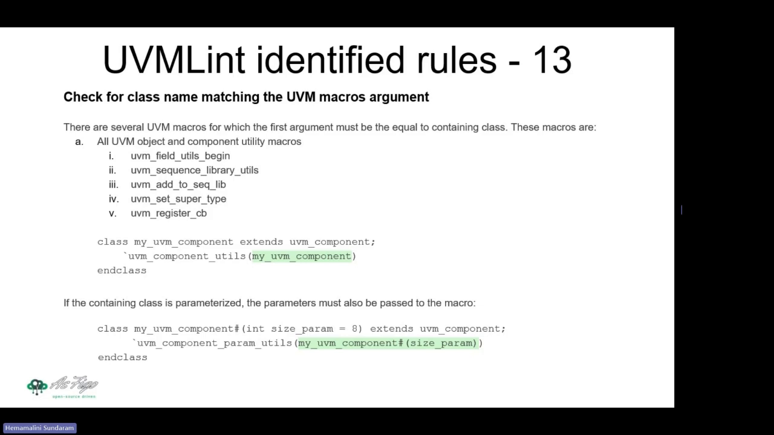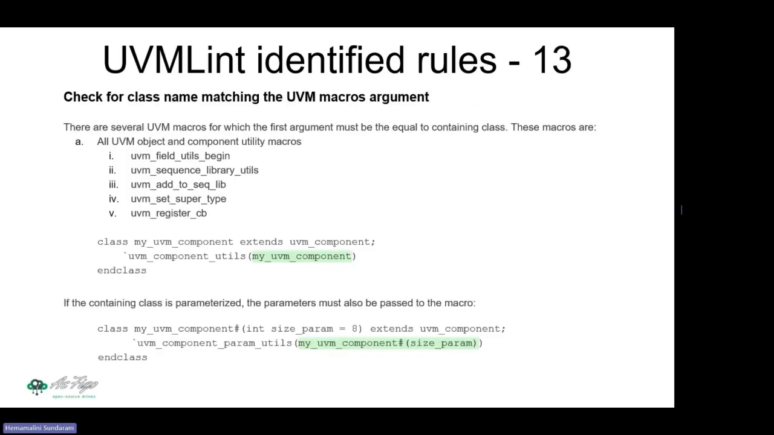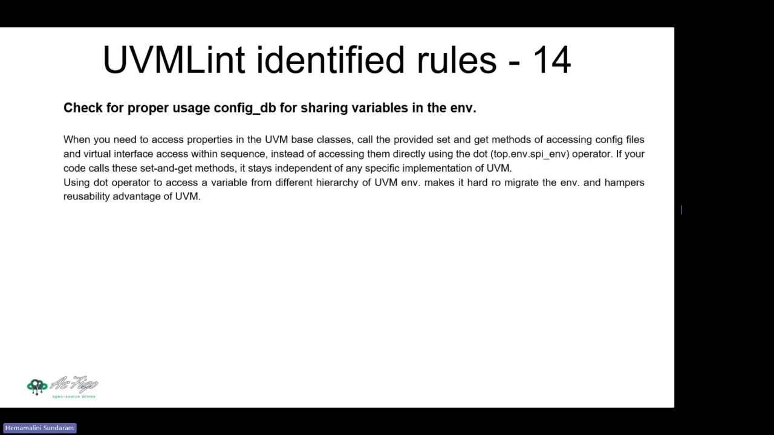So in this case, it is checking for the class name matching the UVM macro argument. For several UVM macros, the first argument must be equal to the containing class. These macros are UVM field utils begin, UVM sequence library utils, UVM add to sequence library, UVM set super type, register CB. This is class my UVM, and he shows the code there. More or less the same thing. It is about checking for proper usage.